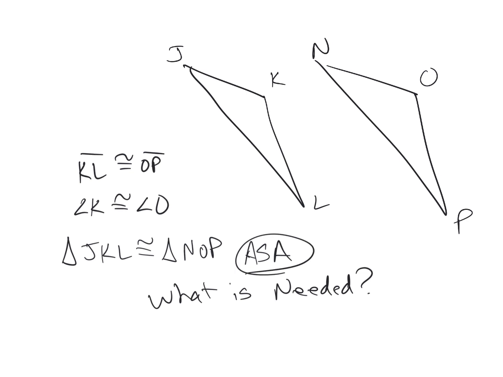Okay, so let's mark it. KL is congruent to OP, and angle K is congruent to angle O. So we need angle side angle. So we have an angle and we have a side. So don't choose that angle. If you choose angle J, that would be angle side. So you got to do these in order. So angle side angle, it has to be L. That's the second angle. So you say angle L must be congruent to angle P. That's what's needed. Got it? Good.